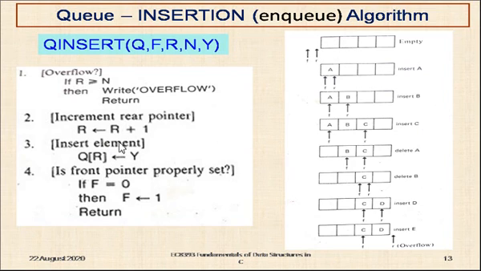Following. Then we have to check the status of the front pointer. If f is equal to 0, then we have to adjust the front pointer to the first location, because initially when the queue is empty, both the pointers are pointing to the 0th location. But since we have inserted an element, we have to move that pointer also. So the front pointer is also moved here. So this condition is applicable only when the queue is empty.